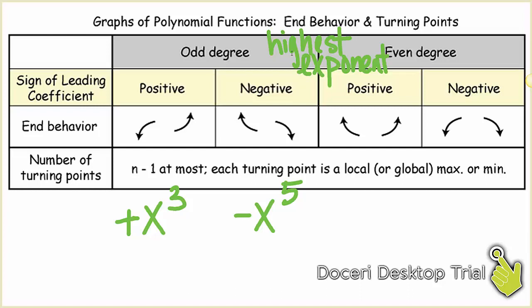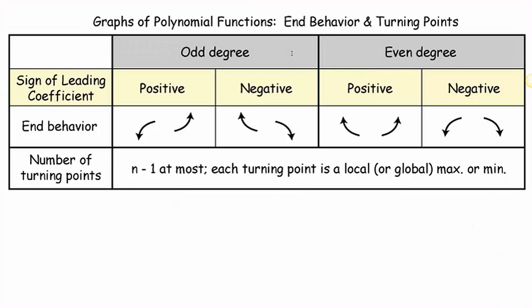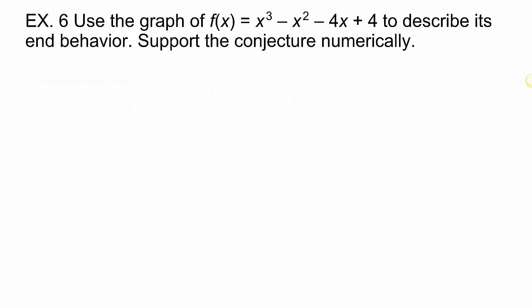Now when we look at that highest exponent and it is even, so x squared or x to the 4th, also looking at the coefficient, if it is a positive x squared, it's going to be going up on both ends, so rising on the left and the right. If it is a negative x to the 4th, it's going to be falling on the left and the right. Okay, so you need to be able to look at the equation and describe the end behavior of that graph.